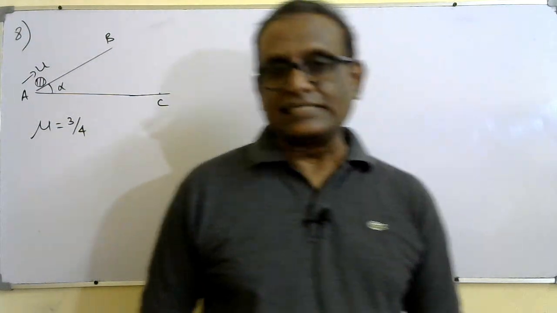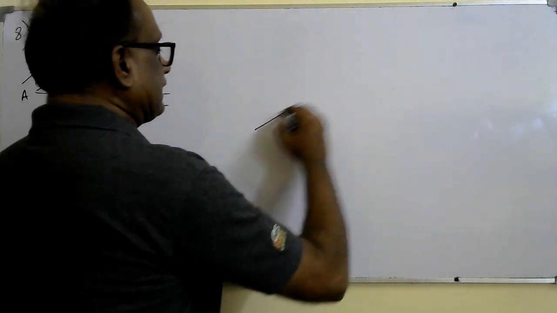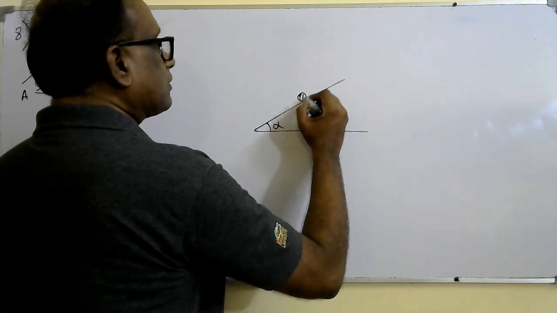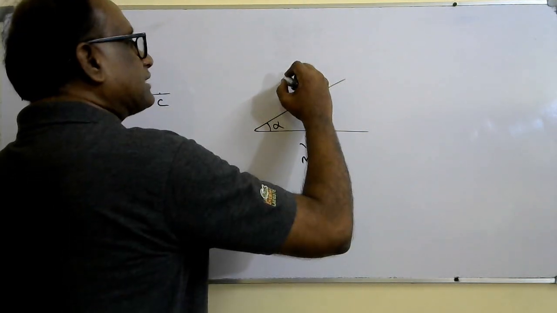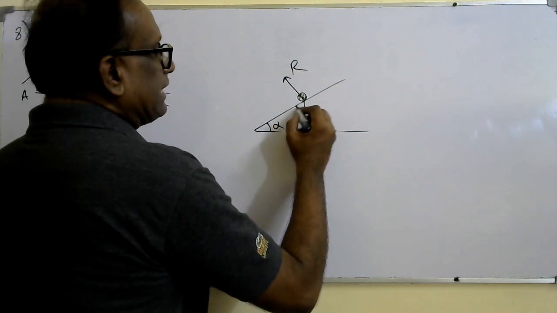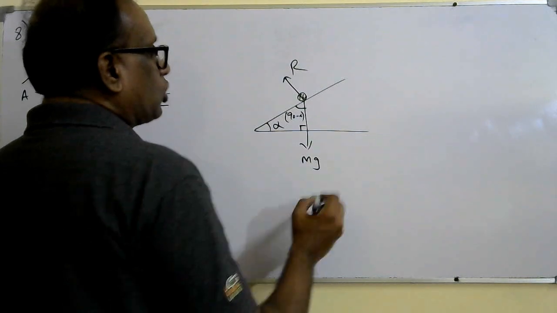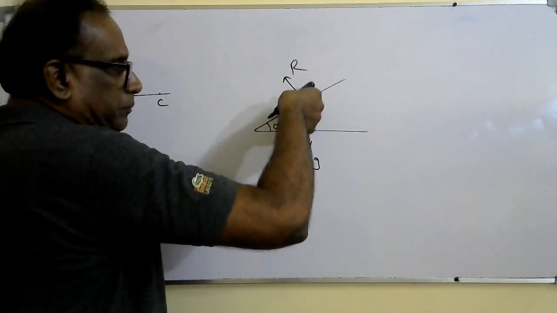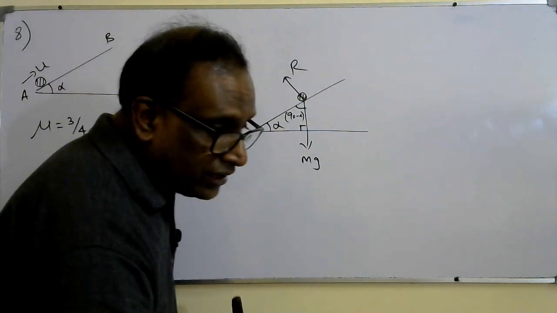The limiting friction is given by mu R. If an object is kept on an inclined plane which makes an angle alpha, the weight is acting vertically down, mg. The normal reaction will be along this direction. This angle is 90 degrees, this is 90 minus alpha. You can resolve this weight perpendicular to the slope and along the slope. Both directions you can resolve it.